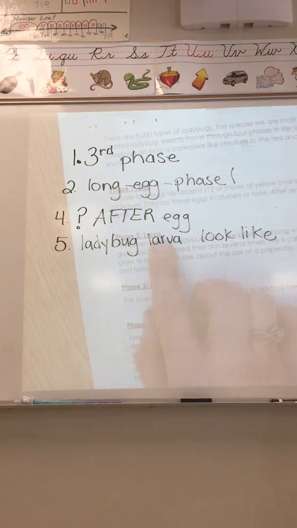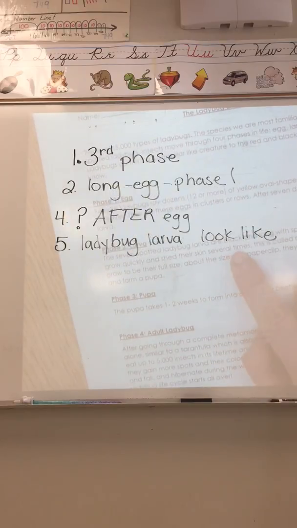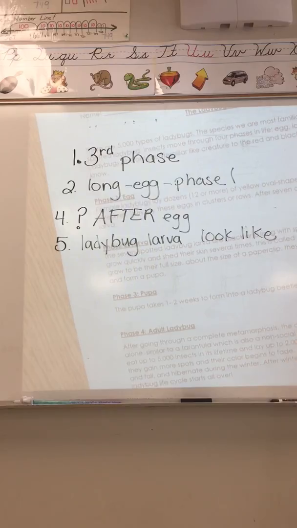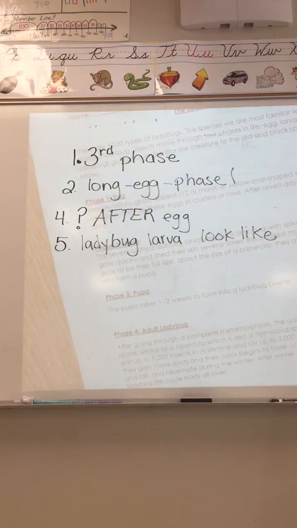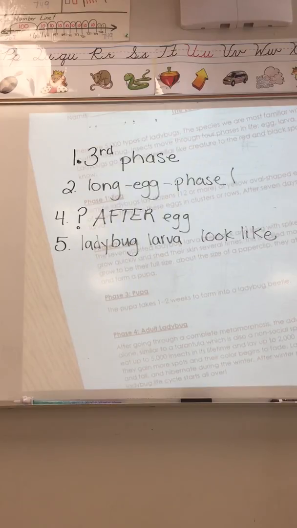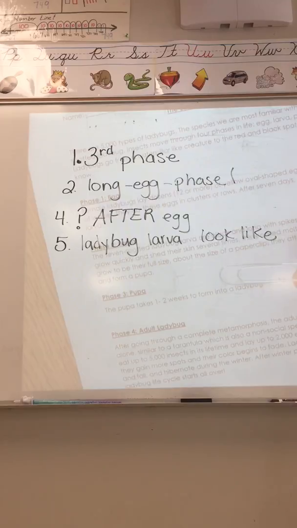Phase 2, larva. The 7-spotted ladybug larvae are black and long with spikes on their back. Larvae grow quickly and shed their skin several times. This is called molting. Once the larvae grow to be their full size, about the size of a paperclip, nice, they attach their tail to a leaf and form a pupa. So, about the size of a paperclip. That guy's not that big.